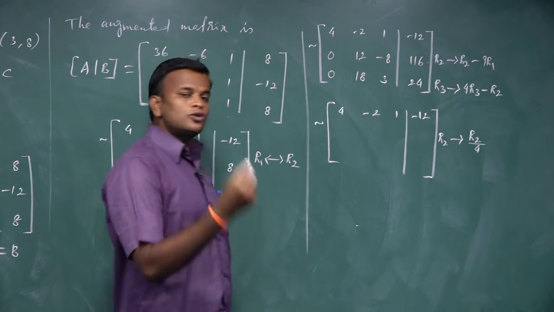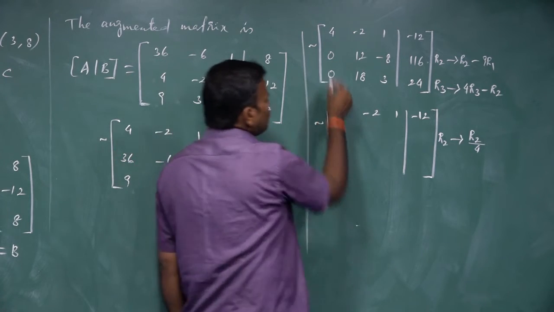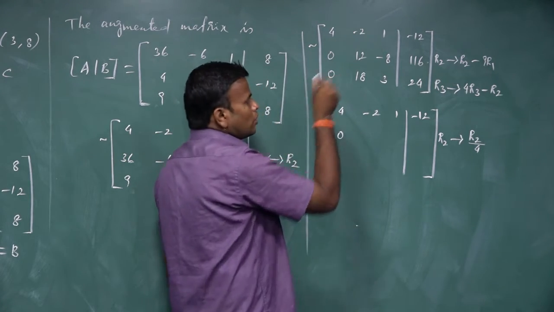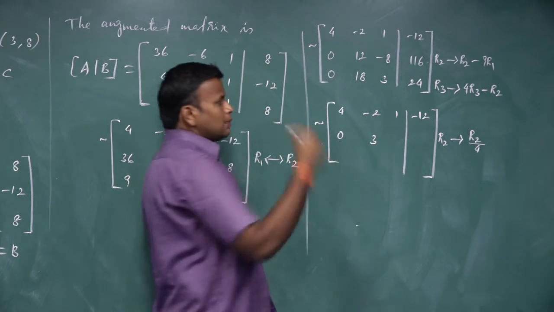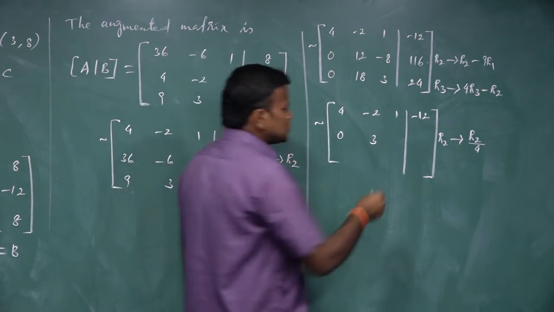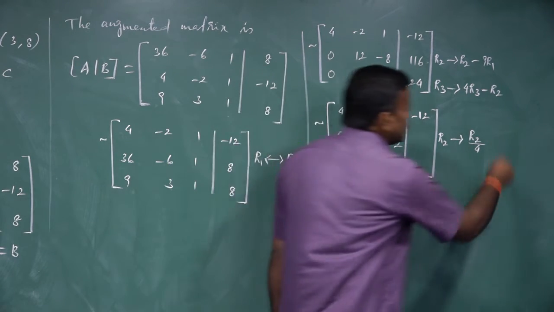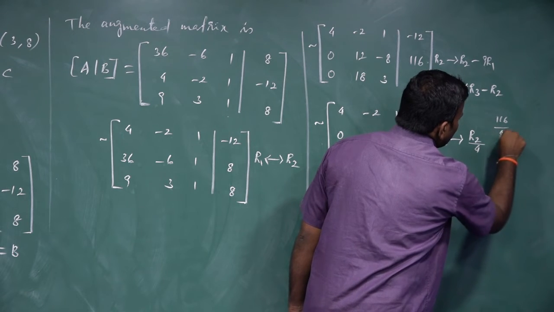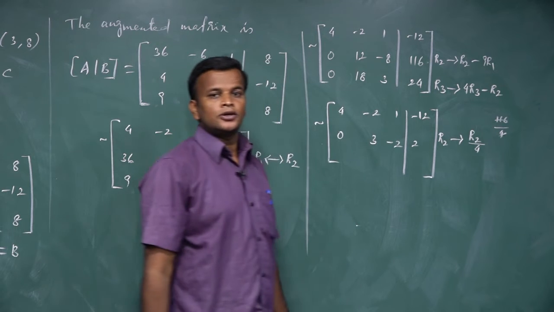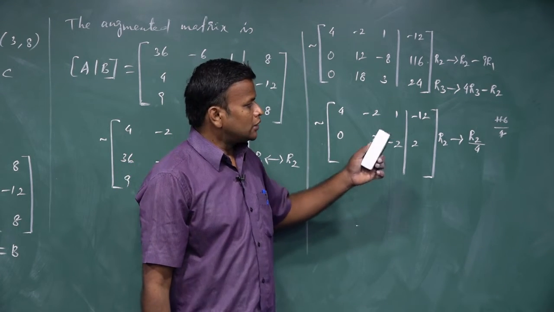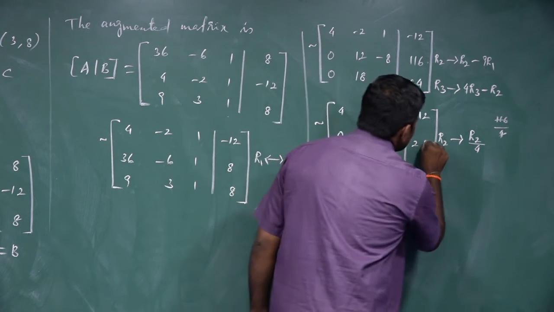I write R2 as R2 by 4. That is row 2 fully divided by the number 4. 0 by 4 is 0. 12 by 4 is 3. Minus 8 by 4 is minus 2. 116 by 4: in the fourth table, 11 is 2 times, 2 4s are 8. Remaining 3, 36. In the fourth table, 36 is 9 times. So 29.